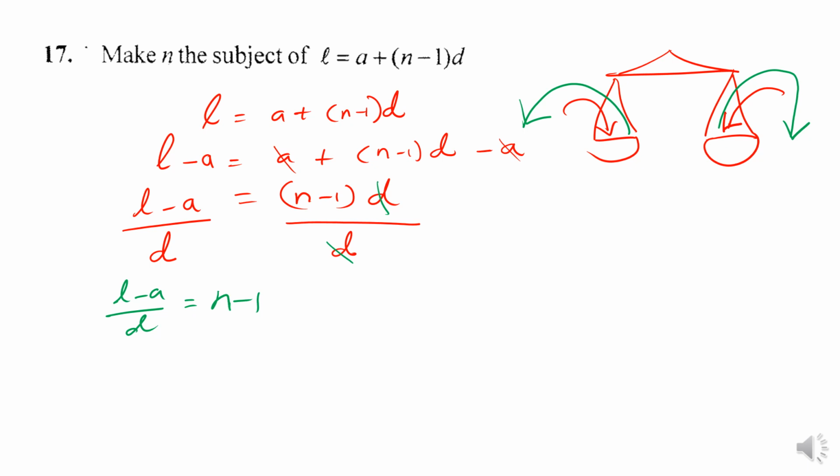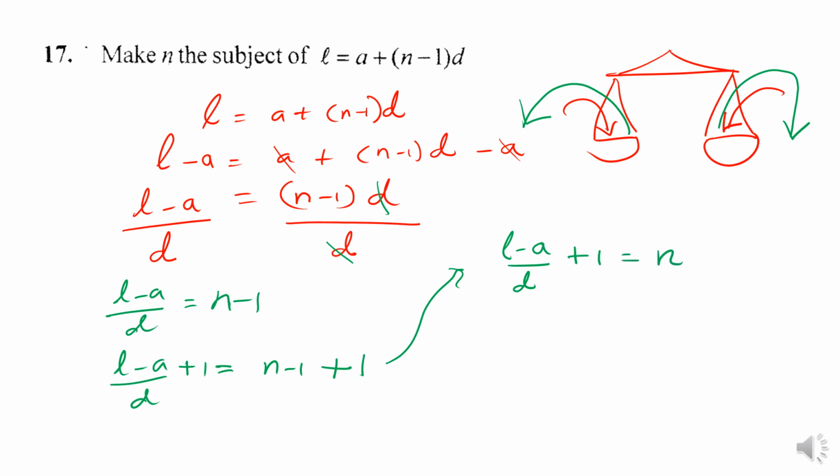isolate n here at the right side. Therefore we can add 1 to both sides. L minus a over d is equal n minus 1, and we add plus 1 here and plus 1 here too, and therefore we get L minus a over d plus 1 is equal to n. Now we have made n the subject of this equation. Now we can write n is equal to L minus a divided by d plus 1. Now this is the answer.